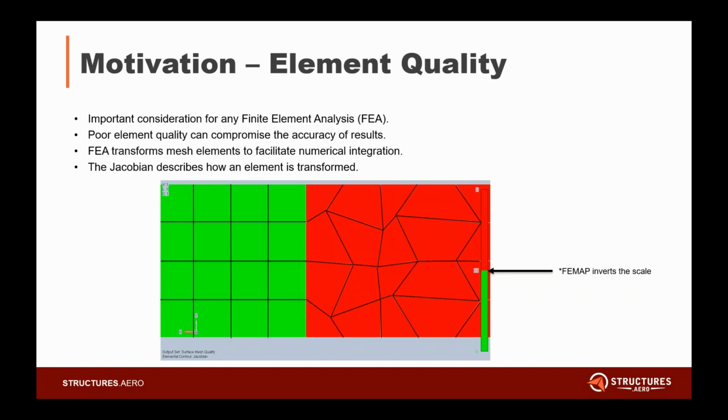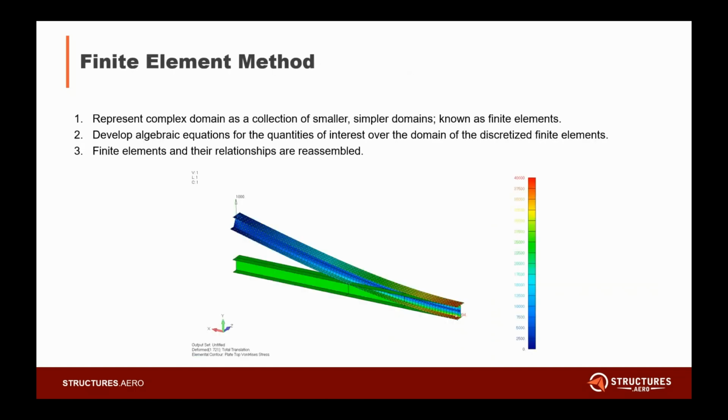A quick note here: the scale that Femap uses for the Jacobian is actually the reciprocal of the value that I will define later on, and that's just important to note. To give a bit of context of where we are in the big picture, the finite element method generally incorporates 3 steps, and we'll relate our discussion on element quality today to the second step, which involves mathematical computations over the domain of the finite elements.